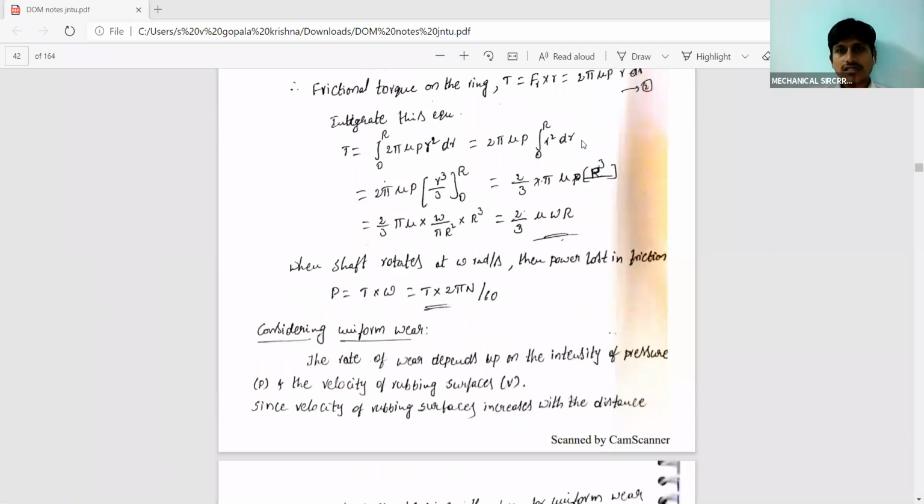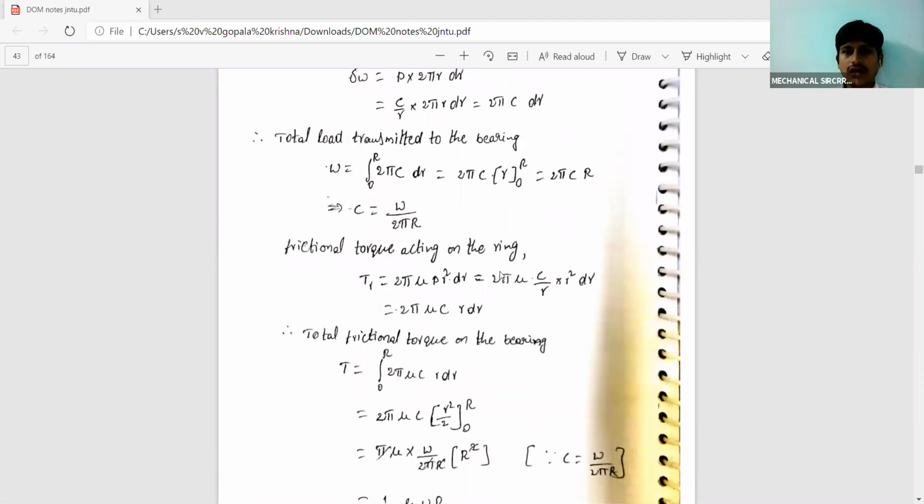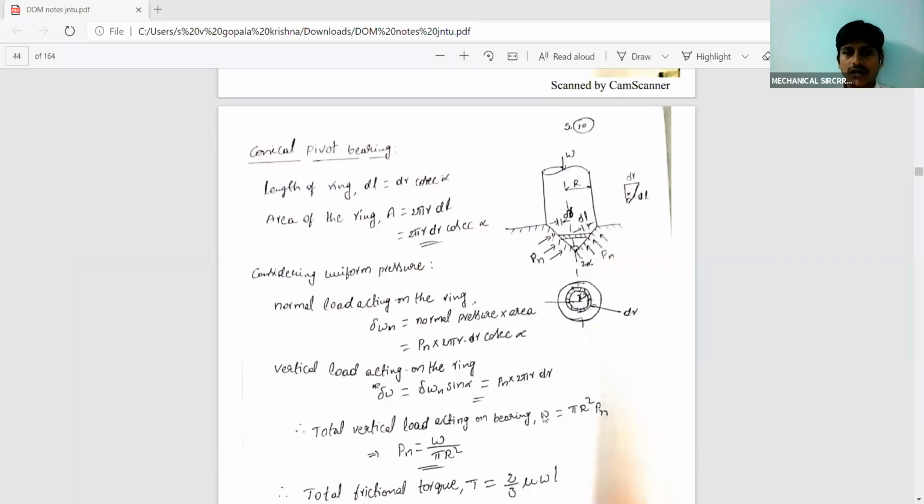Cosecant alpha is also multiplied in this equation. So the same equation comes: 2 pi mu p R square cosecant alpha, that is, 2 pi mu p cosecant alpha R square dr. But actually we didn't do the integration part here.